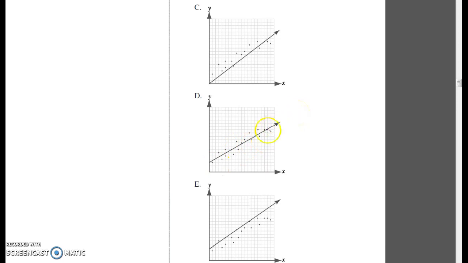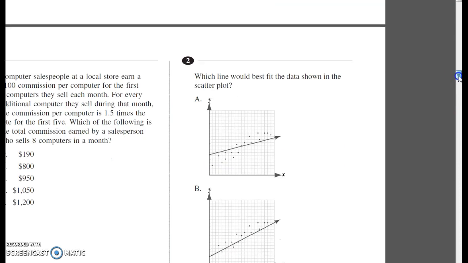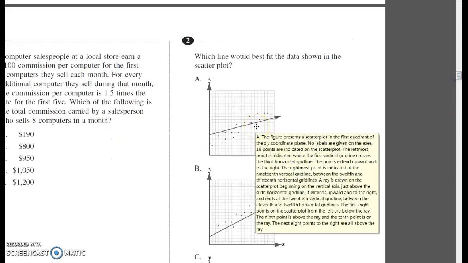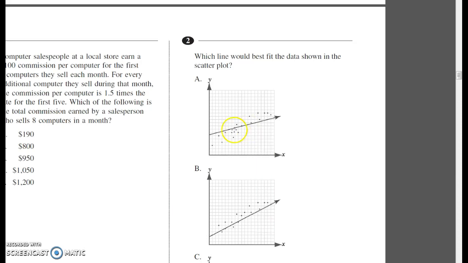So D is going to have more of the dots scattered more evenly. And let's look at what they have to say about A. A says the first 8 points are on the scatter plot on the left from below the ray, the 9th point is above the ray and the 10th is on the ray. The next 8 points to the right are all above the ray. So that's explaining these right here.